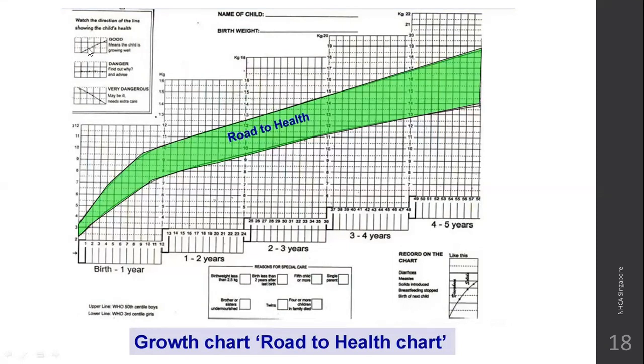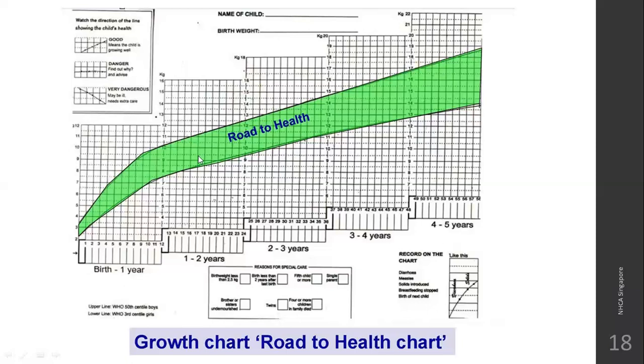If the child's growth is steady, going upward steadily, it is good. If the child's growth is stagnant, neither going up nor going down, it is danger. You have to find out why. And if the child's growth is going down or weight is going down, it is very dangerous.